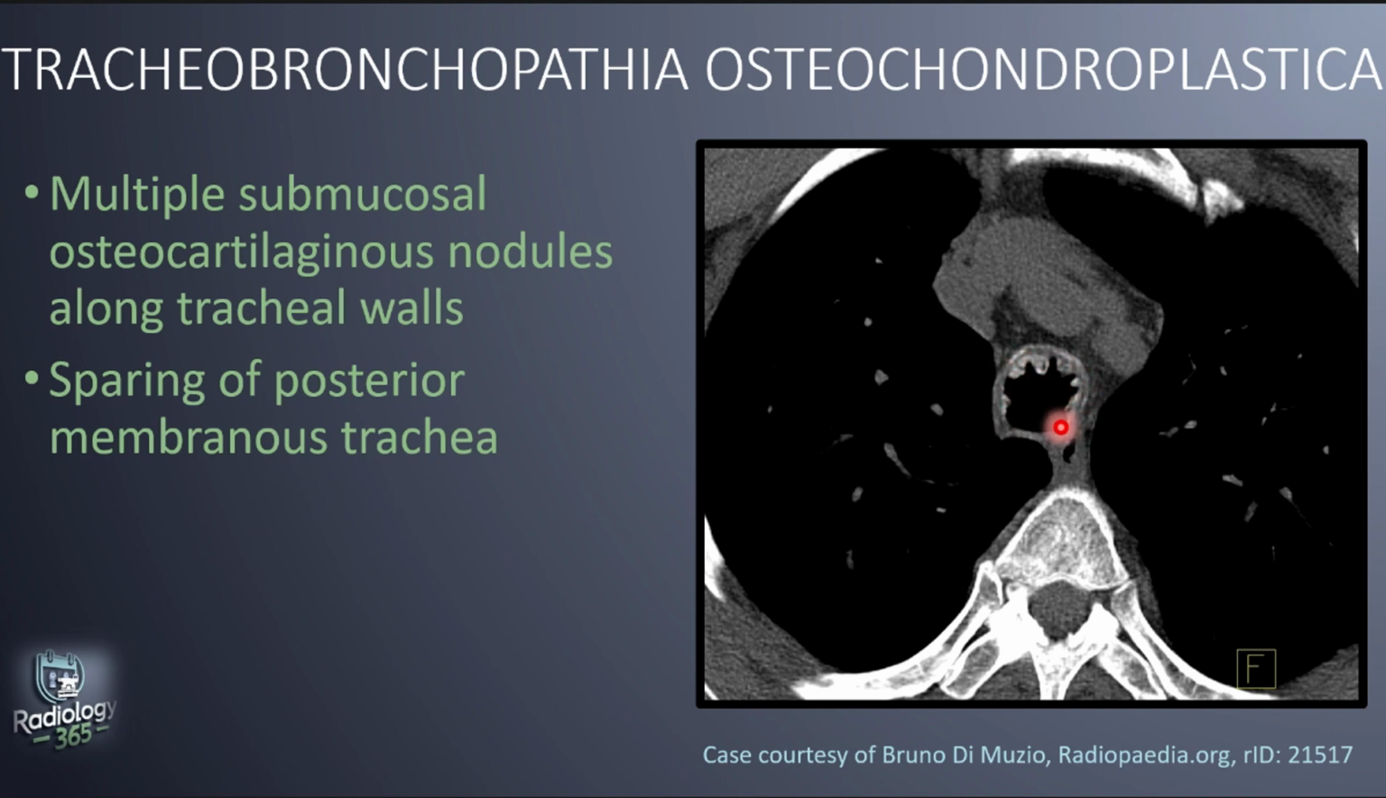So in this image, we see diffuse nodular calcifications in the tracheal anterolateral walls. There is no relevant tracheal stenosis in this case, and the appearance is much more irregular than that seen with normal cartilage calcification. So we can see the posterior membranous trachea here is also spared. This is a case of tracheobronchopathia osteochondroplastica.